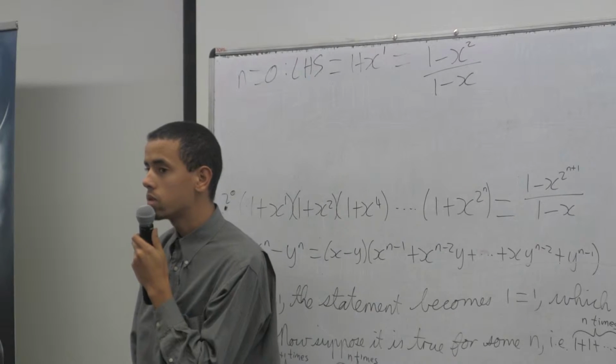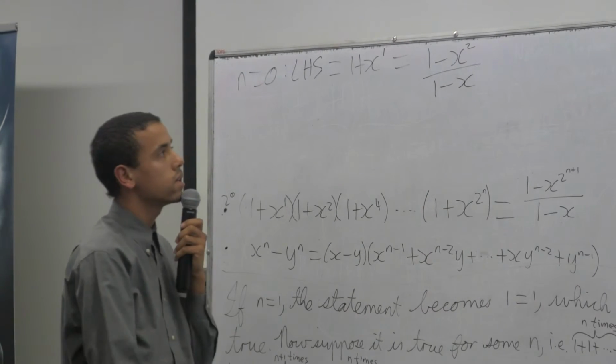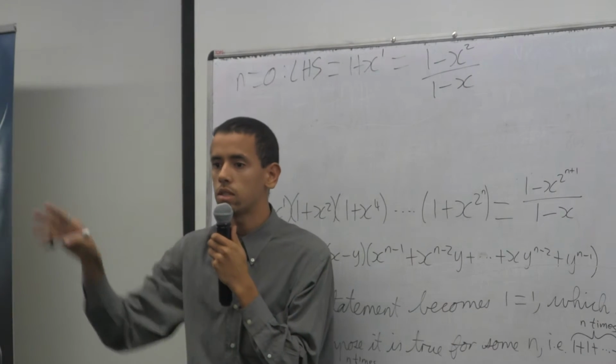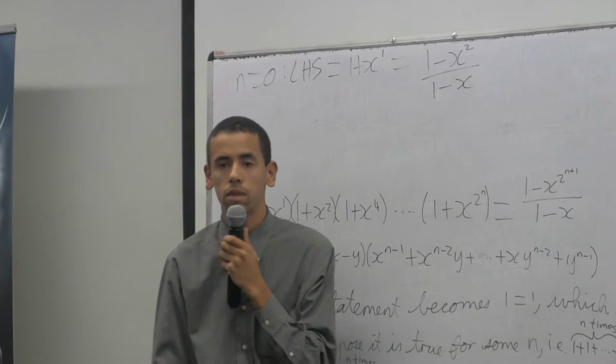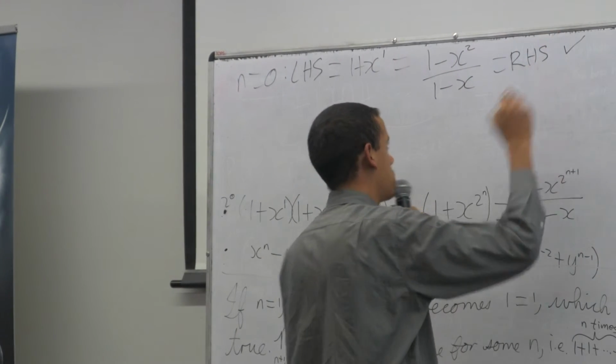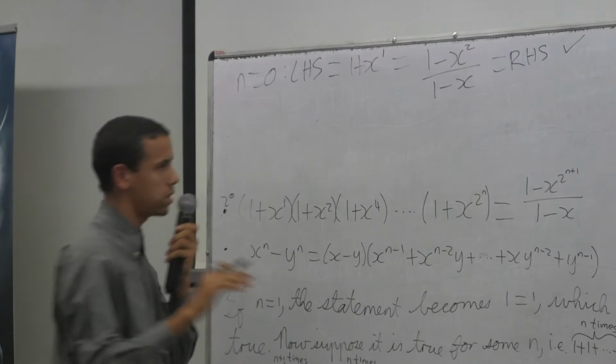Is that true? Yes. That is a difference of squares. You can factorize 1 minus x squared as 1 minus x times 1 plus x, the 1 minus x cancels, and you get 1 plus x. Okay, so this is true. So n equals 0 is true.